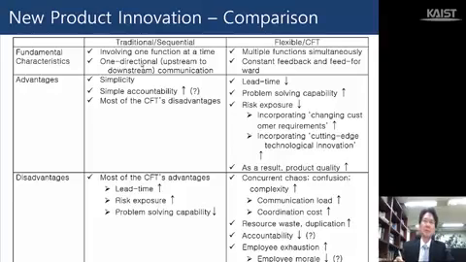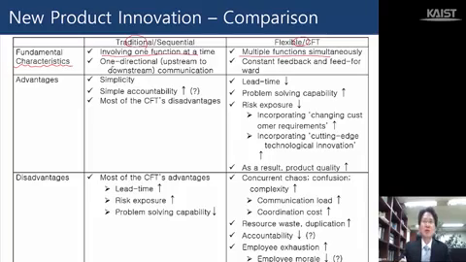I want to compare these two approaches: the traditional new product development approach, or sequencer approach, and the flexible or cross-functional team approach. I already talked about unique characteristics of each one of these approaches. The first one is how many functions get involved at a time. The traditional approach involves only one function at a time, whereas the flexible new product development process involves multiple functions simultaneously. And we also talked about the communication pattern.